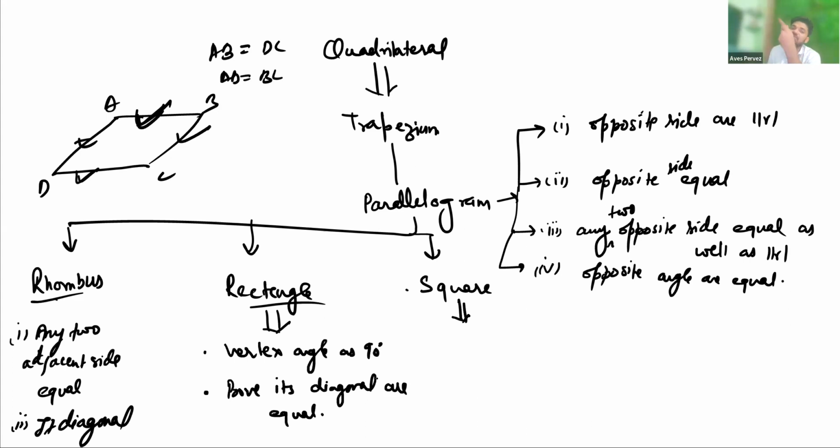Should I write it down, sir? Diagonals are equal, then in a parallelogram, if diagonals are equal, then it is a rectangle. Or if the vertex angles are 90 degrees, then it is also a rectangle.